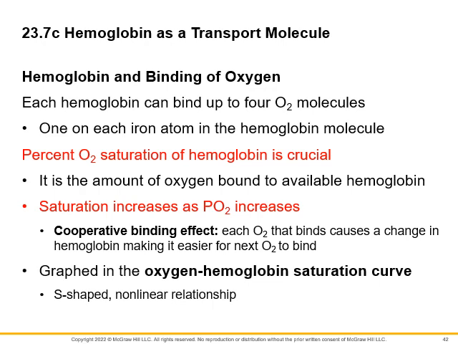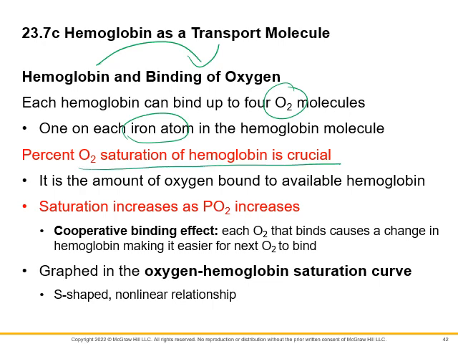So here we're talking about hemoglobin and binding of oxygen. So we know that the oxygen molecules are bound to that iron atom at the hemoglobin center, right, that heme group. The percentage of oxygen saturation of hemoglobin is critical. So this is what we were just looking at. We said it should be over 95%, right? So the amount of oxygen bound to the available hemoglobin.